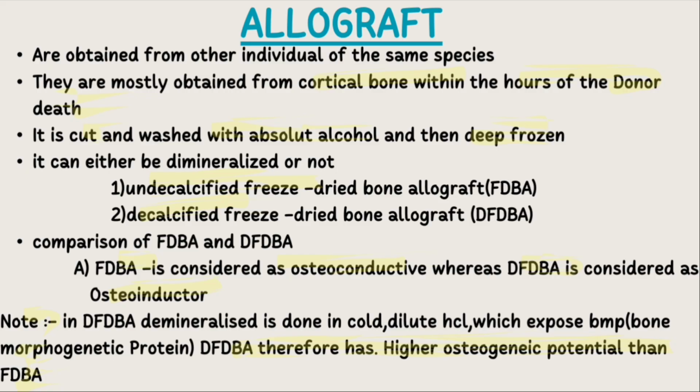The types of allograft are freeze dried bone allograft, which is mostly osteoconductive, and demineralized freeze dried bone allograft, which is mostly osteoinductive, because demineralization exposes the bone morphogenetic proteins. So demineralized freeze dried bone allograft works better than freeze dried bone allograft because the bone morphogenetic proteins are exposed, which helps in forming the new bone.